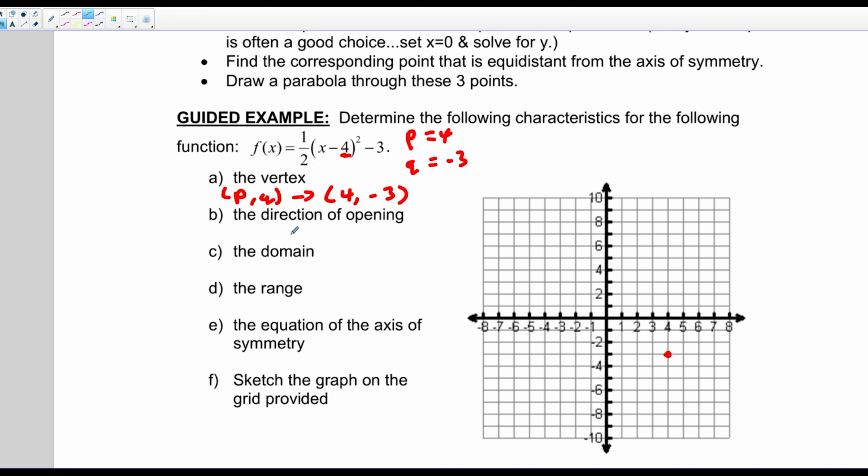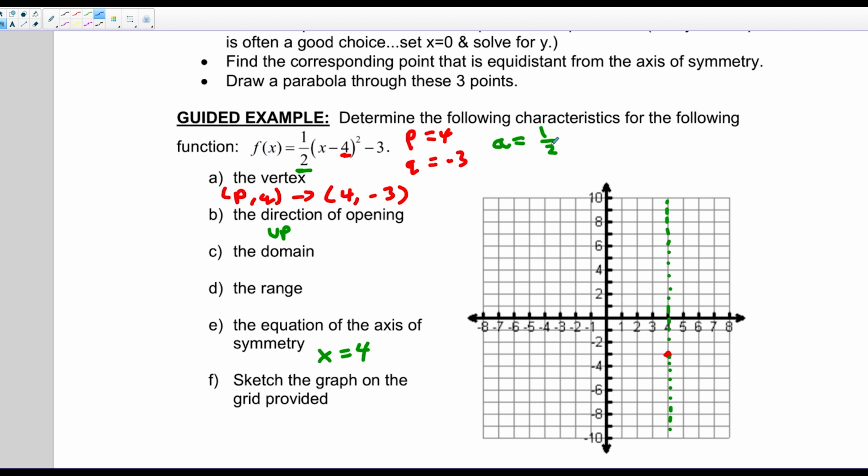Second thing that we want to take note of is your direction of opening. So remember, your a value tells us about our opening. So in this case, your a value is a positive 1/2, which means that it's going to open up. So before we go ahead and talk about the domain and the range, I want to talk about the axis of symmetry. So for us, the axis of symmetry is going to be at x is equal to 4. Remember, your p-value is 4. So our equation of the axis of symmetry is x is equal to 4. So I'm going to go ahead and draw a vertical line that kind of cuts through the middle there. And from here, we're going to go ahead and plot a couple points and see what we end up with.